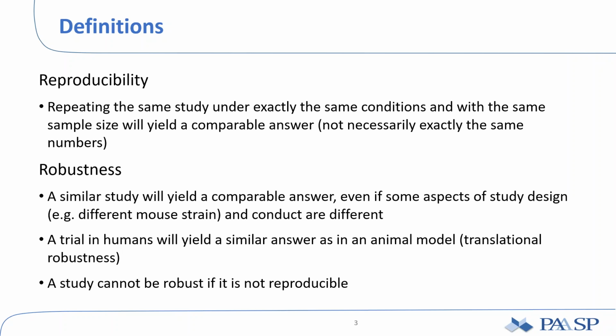An extension of this is that a trial in humans will yield a similar answer as in an animal model, and that can be called translational robustness. And for most of the animal work we're doing, certainly for me as a pharmacologist, being able to extrapolate from my preclinical findings to potential clinical trials is of utmost importance. It flows that a study cannot be robust if it is not reproducible.